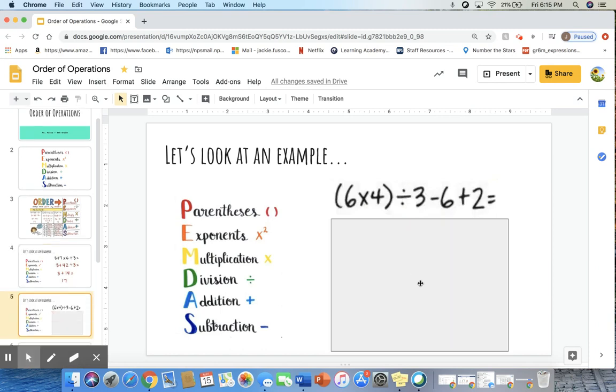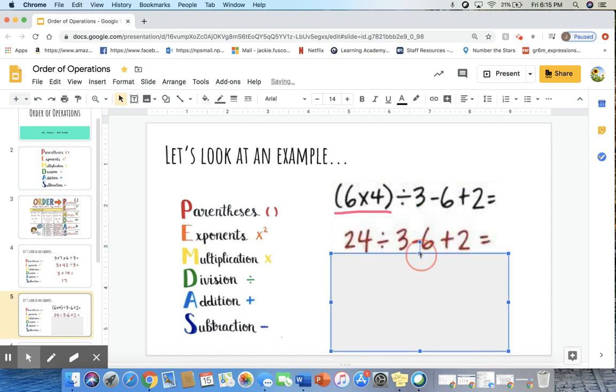Okay, 6 times 4 divided by 3 minus 6 plus 2. So first things first, are there parentheses? And yes, this problem has parentheses. That is the very first thing I'm going to solve. Everything else is going to stay the same for now. So I know that 6 times 4 is 24. Everything else stays the same. Divided by 3 minus 6 plus 2. I didn't do anything with those numbers yet.